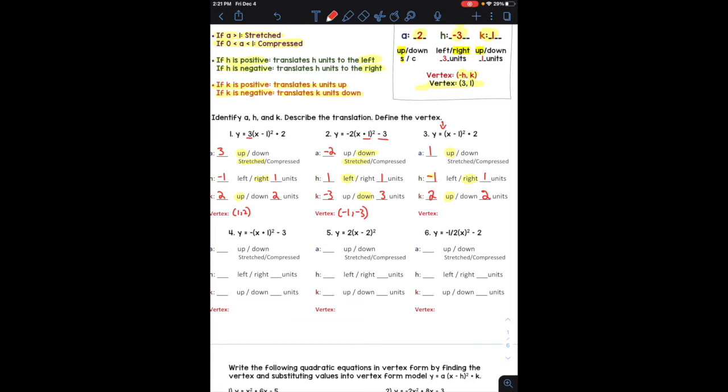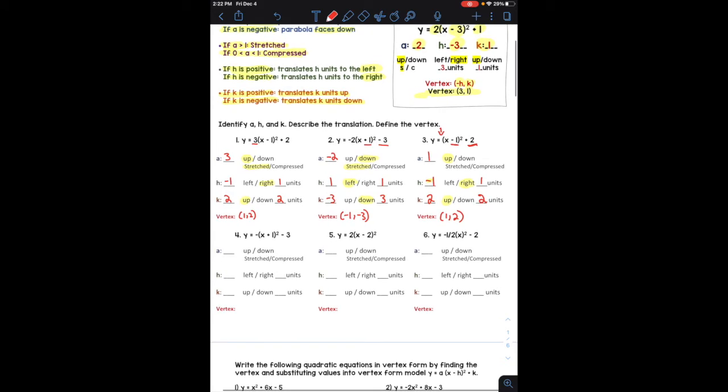If we start with the vertex at 0, 0, and it moves right 1 unit and up 2 units, our vertex is going to be 1, positive 2. We can also tell that the vertex is 1, 2 in the original equation using the opposite sign of H and the value K. What I'm going to ask you guys to do is pause the video and try 4, 5, and 6. Once you get your answers, play the video to check.